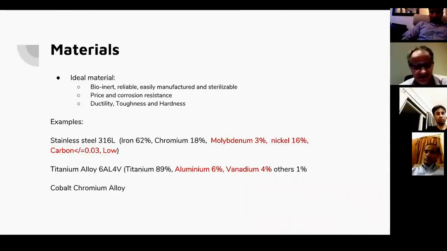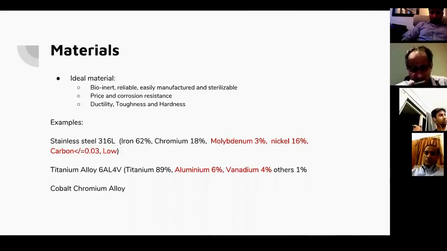Cobalt chromium alloy is the other one we use, but in plate fixation, it's rare that we use it. It's more for its surface hardness that we use it for.